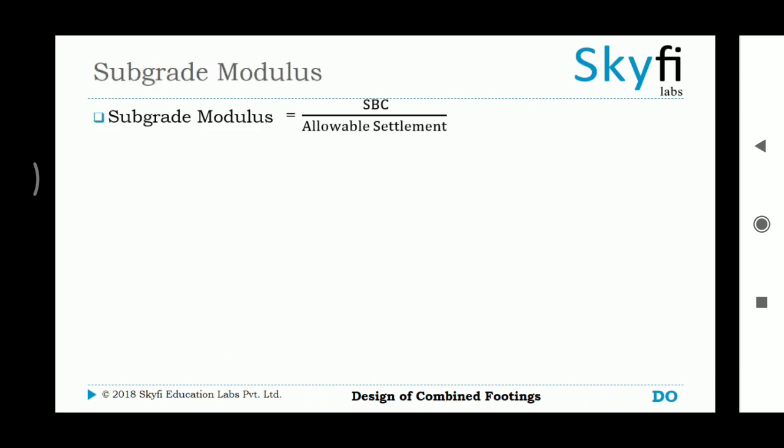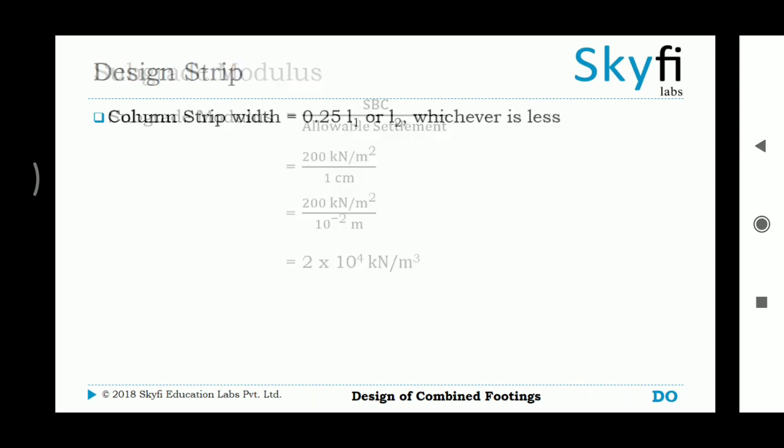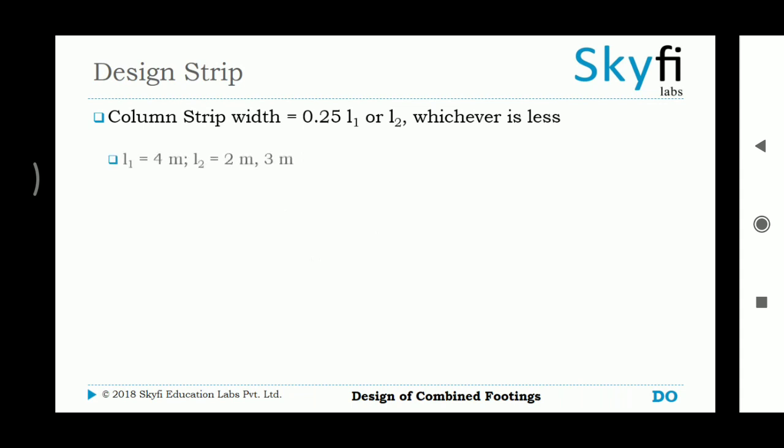The safe bearing capacity of the soil is 200 kilonewtons per meter square, so the resulting subgrade modulus is 2 times 10 to the power 4 kilonewtons per meter cube. For the width of the design strip, the x-directional length is 4 meters, and the lengths in the y direction are 2 meters and 3 meters. Considering the smallest length of 2 meters, the width of the strip is half a meter.